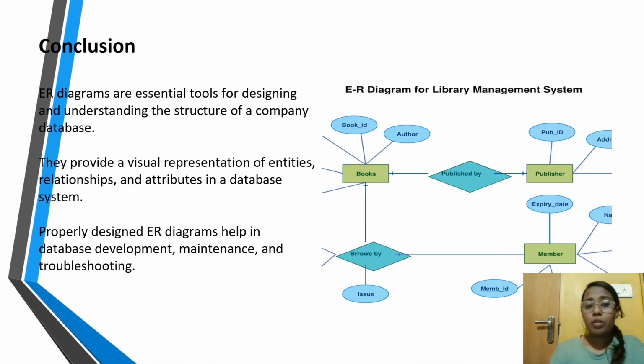Now, conclusion. So today what you have learned is how to draw an ER diagram, what the essential elements of an ER diagram are, what the standardized notations of an ER diagram are, and the essential tools for designing and understanding the structure of a company database. They provide a visual representation of entities, relationships, and attributes in a data system. A properly designed ER diagram helps in database development, maintenance, and troubleshooting.